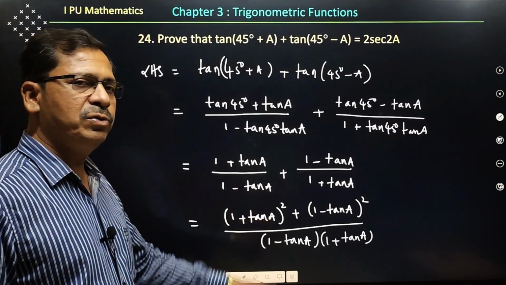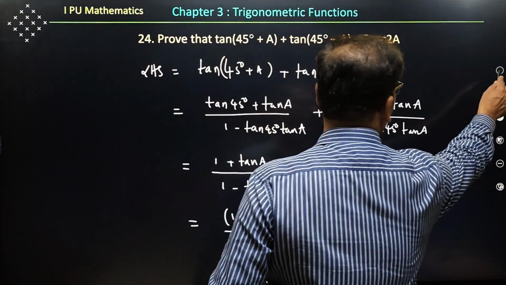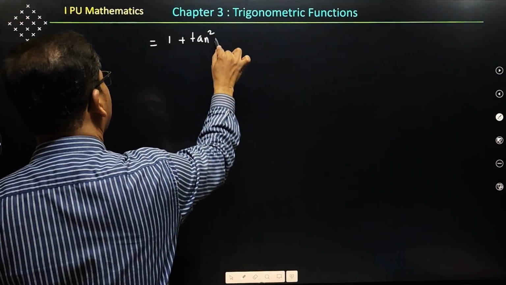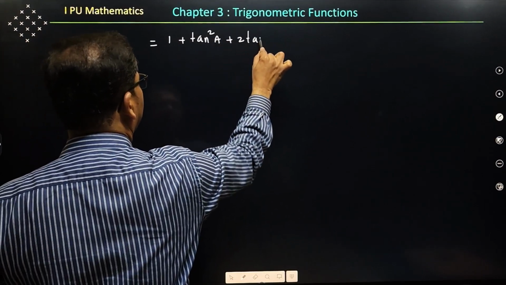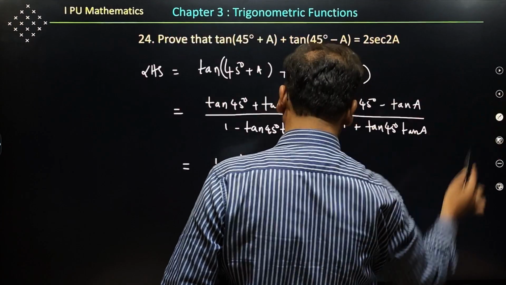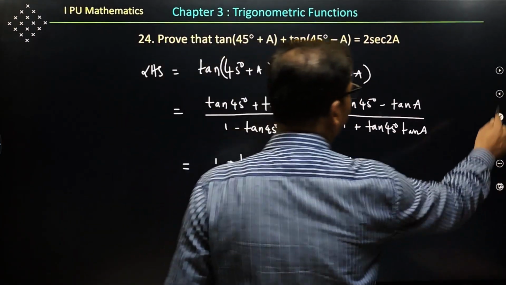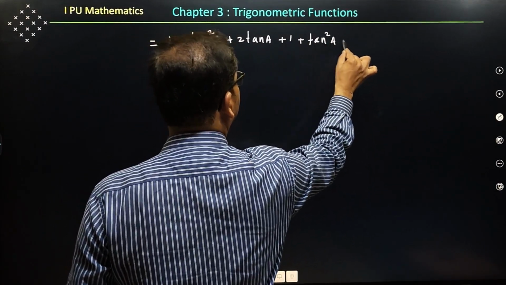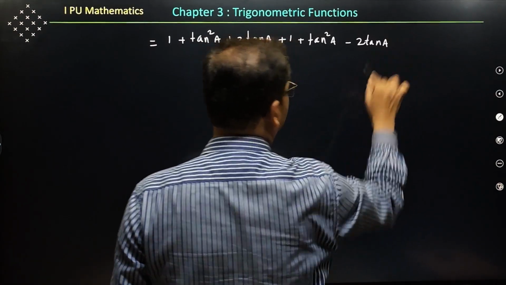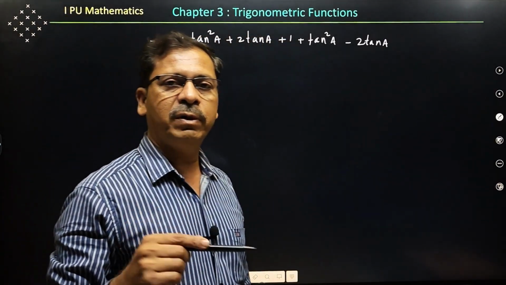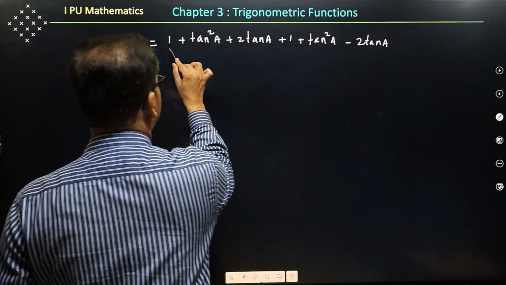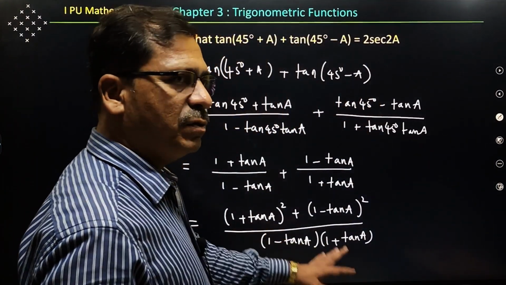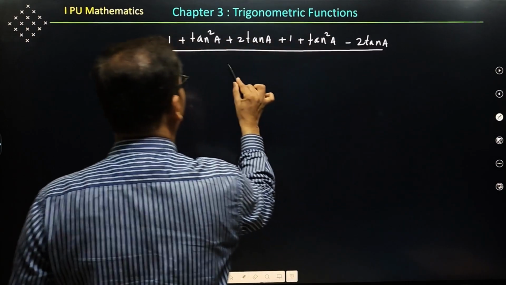So expand the numerator by using the formula A plus B whole square, that is 1 square, 1 only, plus tan square A plus 2 tan A. Next, 1 minus tan A whole square. Expand it. Again 1 plus tan square A, but the next term becomes minus 2 tan A according to the rule A minus B whole square is equal to A square plus B square minus 2AB. That is used. Divided by 1 minus tan square A, since it is A plus B, A minus B.